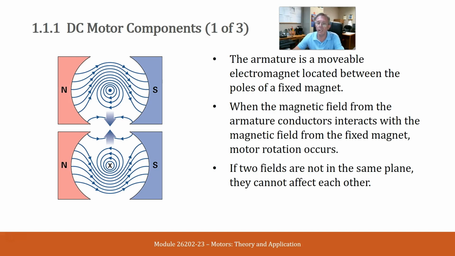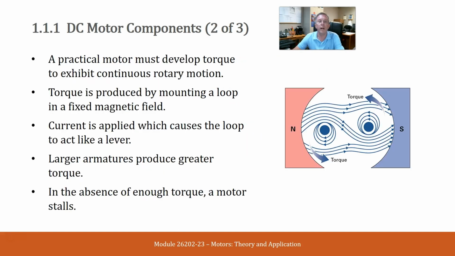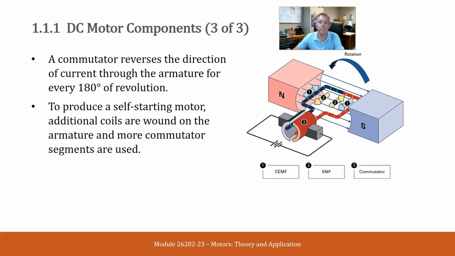If two fields are not in the same plane, they cannot affect each other. A practical motor must develop torque to exhibit continuous rotary motion. Torque is produced by mounting a loop in a fixed magnetic field. Current is applied, which causes the loop to act like a lever. Larger armatures produce greater torque. In the absence of enough torque, a motor stalls.